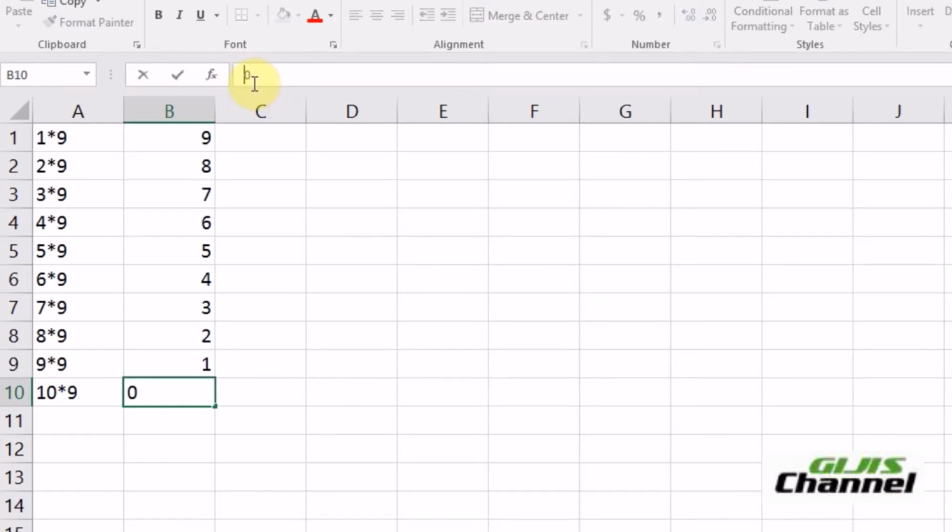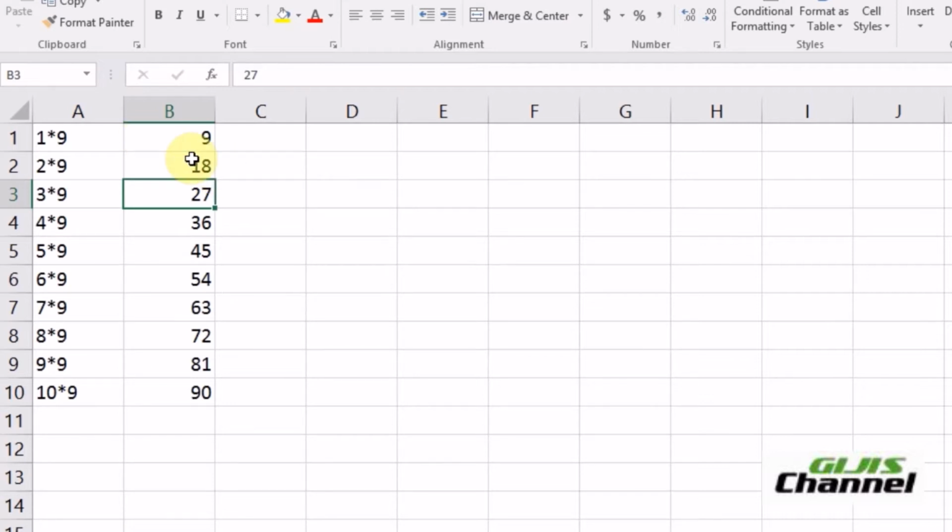So we are going to write 9, 8, 7, 6, 5, 4, 3, 2, and, sorry, 8 was there before, right? So just add 1. So that's it. This is the multiplication table of 9.